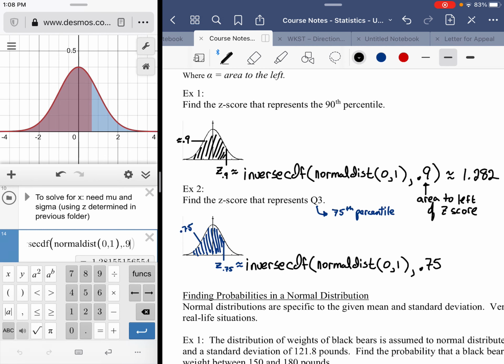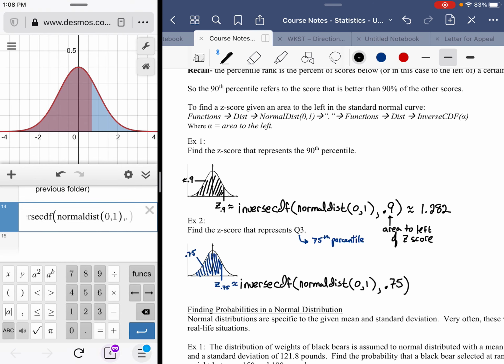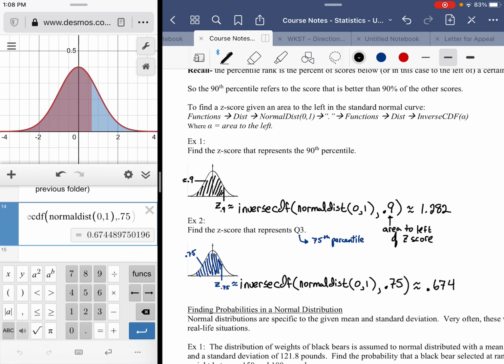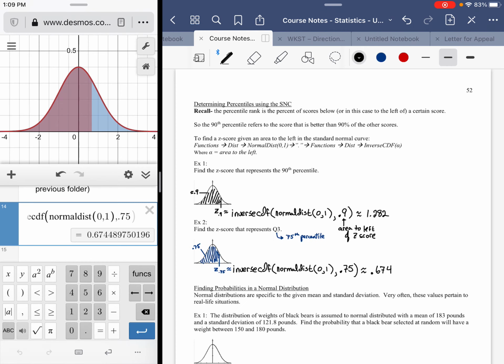Save it and call it percentiles for normal distributions. Give it a title. Save it to your account so you have it. All right, so here all I have to do is type in a 0.75. And so we're looking at about 0.674. It's less area, all right? Less area would mean that it's not going to accumulate as much distance going to the right, so that seems to make sense.